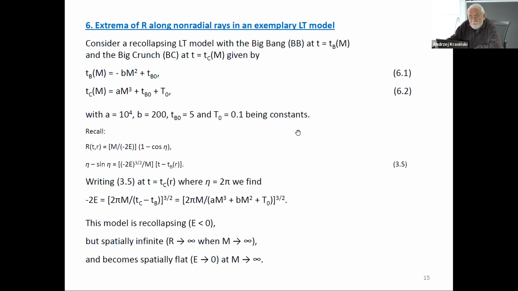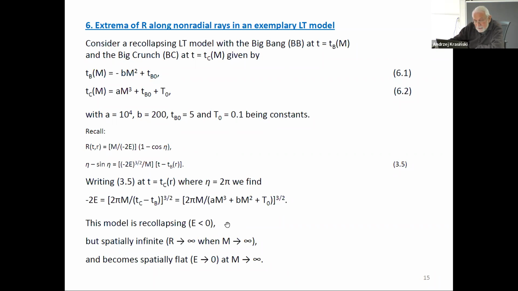Okay, so now let's discuss this in an exemplary explicit Lemaitre-Tolman model, which is given in the following way. The Big Bang function as a function of m is this here. The big crunch function is this. Well, it's not important. The values of the parameters are not important. They were necessary to draw the pictures. And, well, you saw this pair of equations already. So when I write this equation, the solution at the final singularity, we obtain from it the following explicit formula for the energy function.